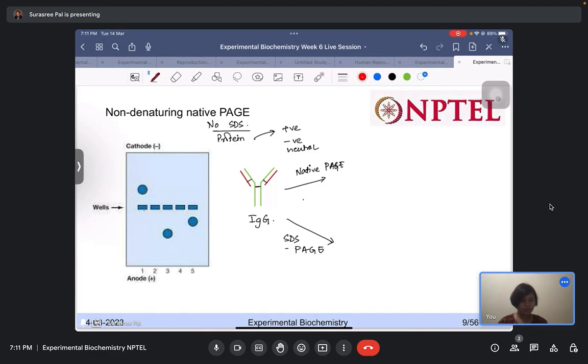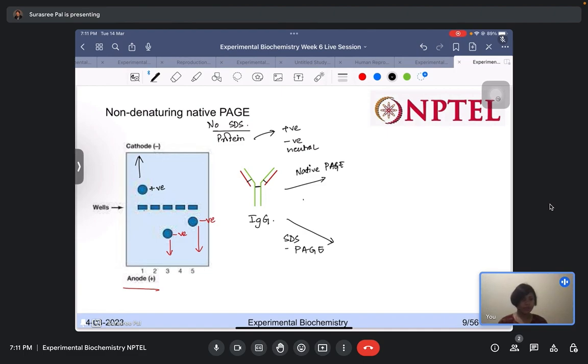So this is the positive anode. The proteins which are negatively charged are migrating towards the anode, whereas the protein which is positively charged will migrate towards the negative electrode, which is the cathode. Therefore both these types of migration we will be able to visualize in a native page.